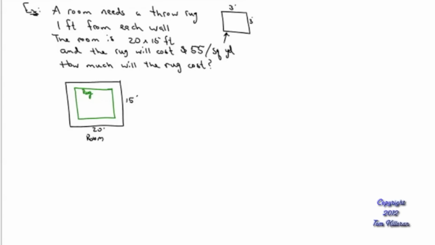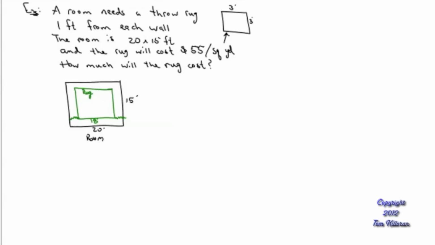It is definitely not 20 by 15. Otherwise, it would be touching. 19 by 14? No. See, the problem is, you're losing the foot on this side, but you're also losing a foot on that side. 18. That's why the picture comes in handy, because a lot of people see that 1 foot and they only take it away once.